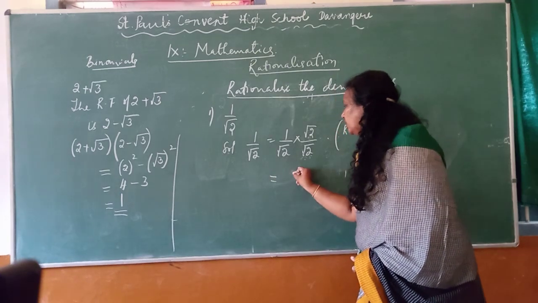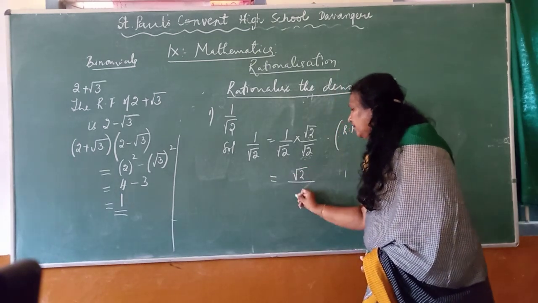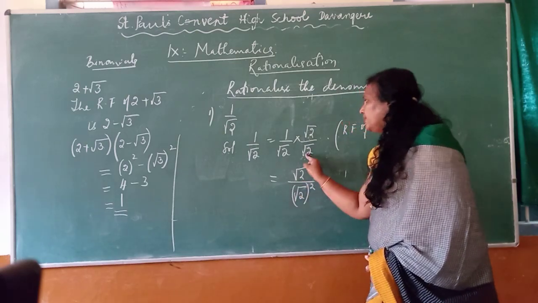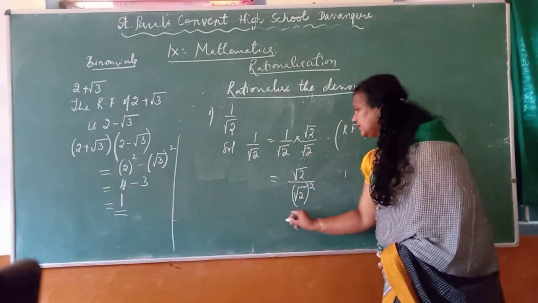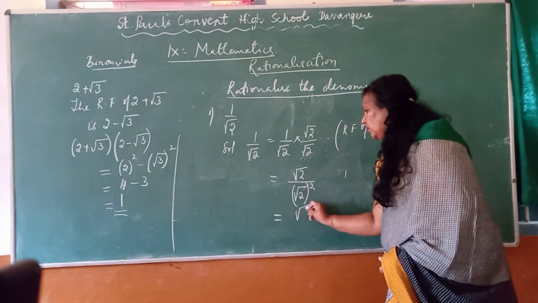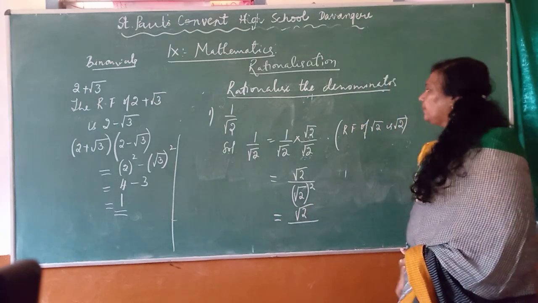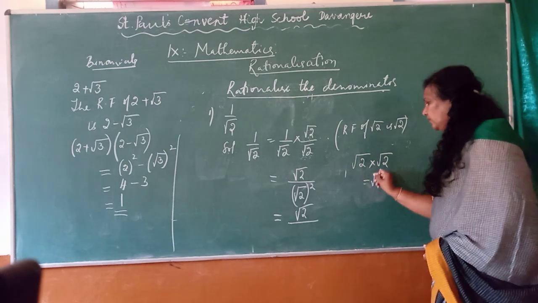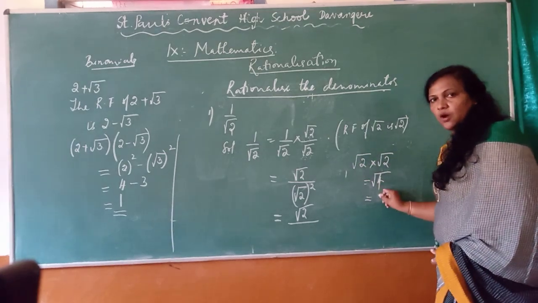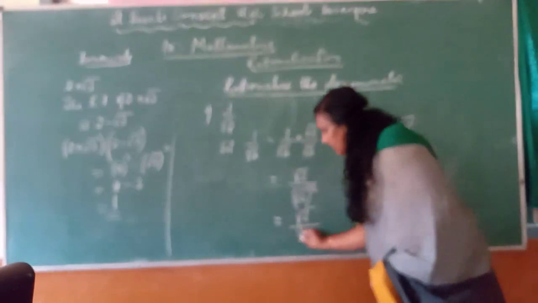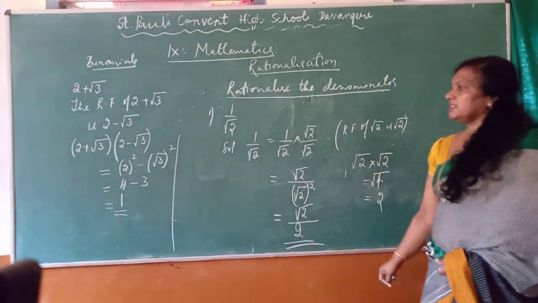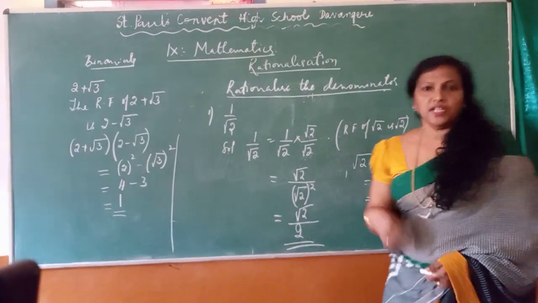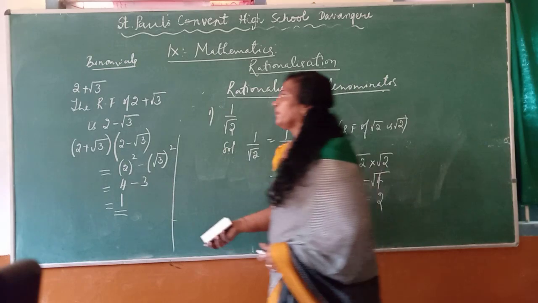So this is equal to root 2 by root 2 whole squared. How many times is that? 2 times. This is equal to root 2 by, if you multiply root 2 into root 2 twice, you will get root 4. That is equal to how much? 2. So you have rationalized the denominator. This is how you rationalize the denominator. For example, I will show you 3-4 examples.